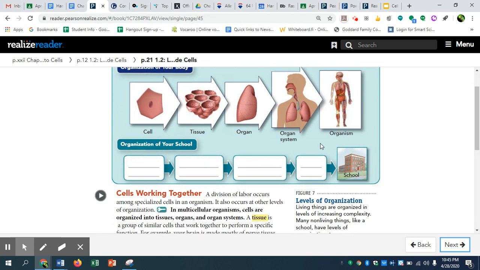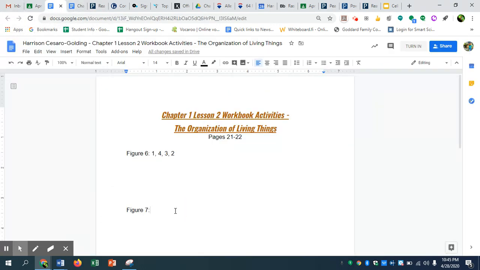So we're going to do this analogy of the end result, like the organism is going to be the school. So what can we say that a cell is similar to? So let me start you off. We could say that our cell is like a desk, because remember, our end result is going to be classroom. So for figure 7, what you're going to do is cell equals a desk.